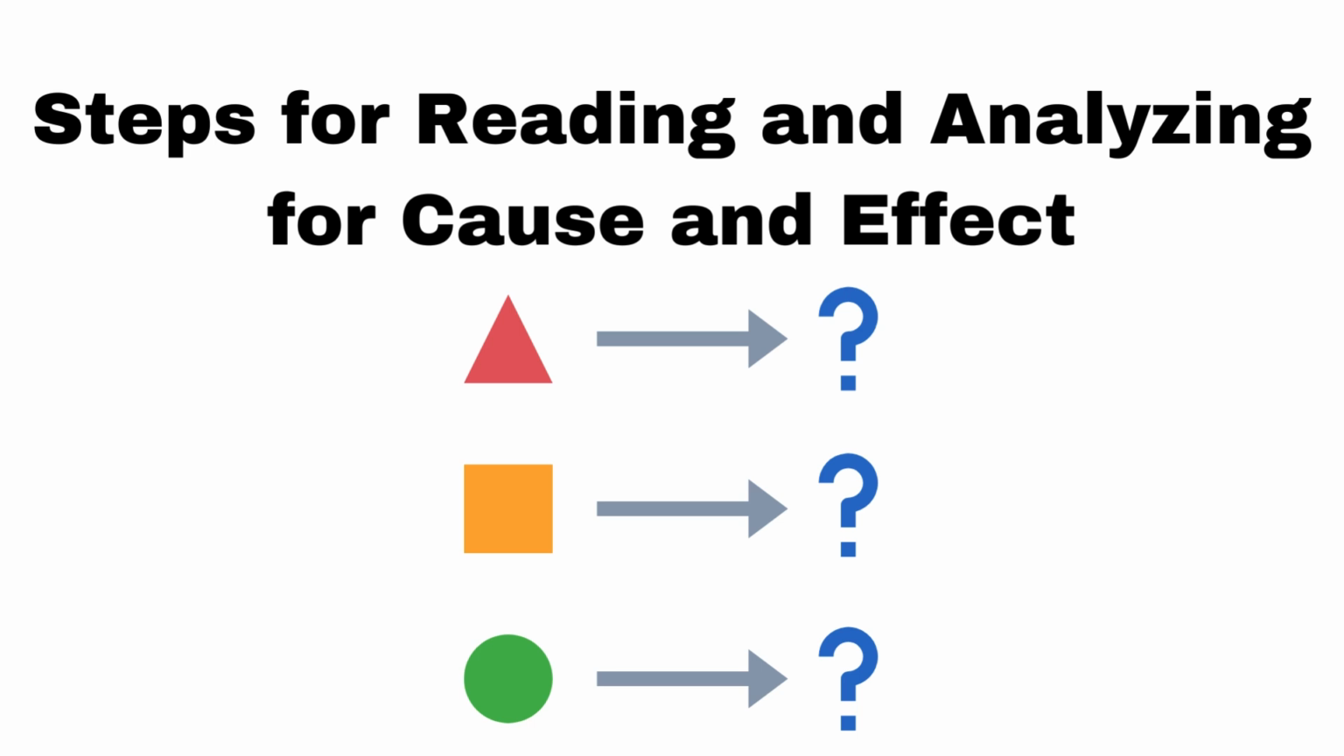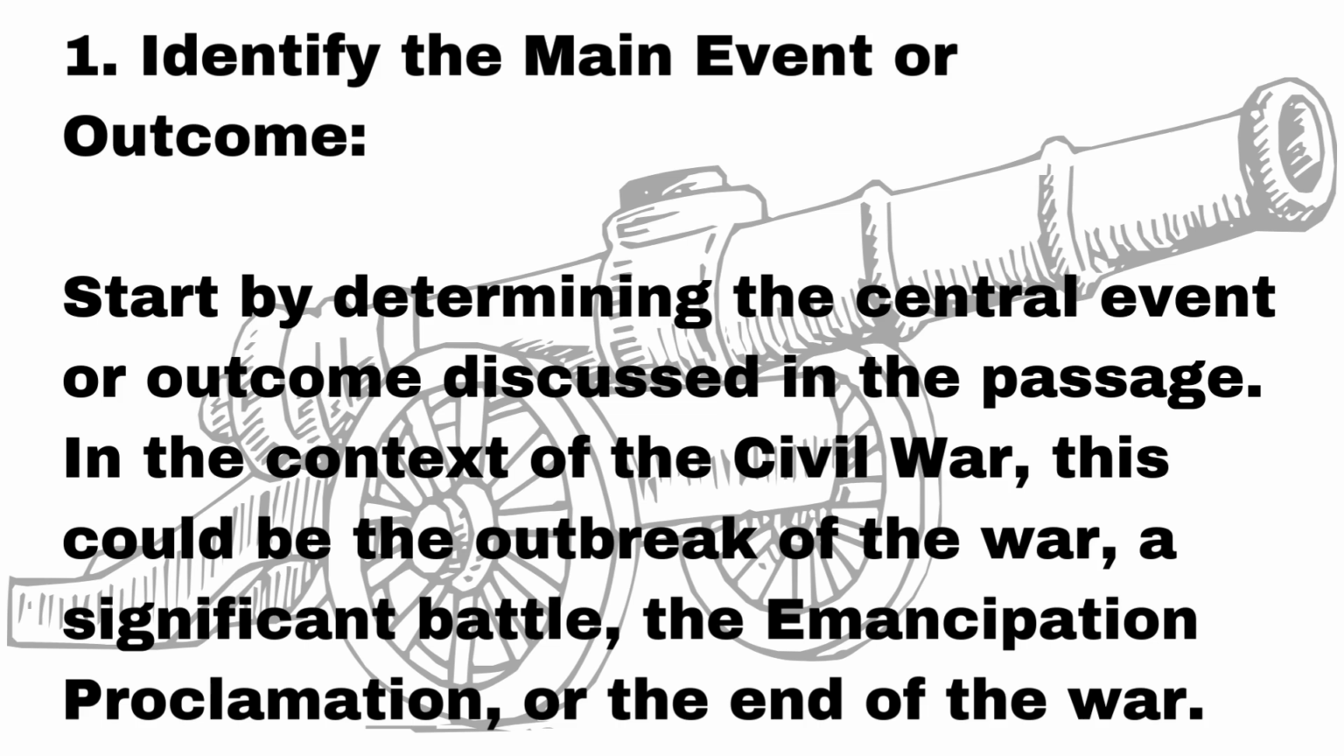Steps for reading and analyzing for cause and effect. 1. Identify the main event or outcome. Start by determining the central event or outcome discussed in the passage. In the context of the Civil War, this could be the outbreak of the war, a significant battle, the Emancipation Proclamation, or the end of the war.